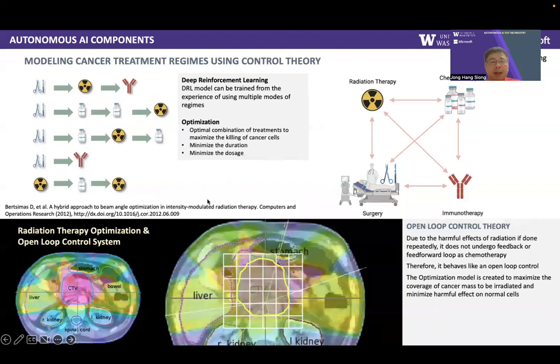And this is another example of optimization on radiation therapy, where a physician can overlay a grid over the cancer mass and use an optimization method to choose which grid is the most suitable to be irradiated in order to kill the cancer cells without harming the normal cells.